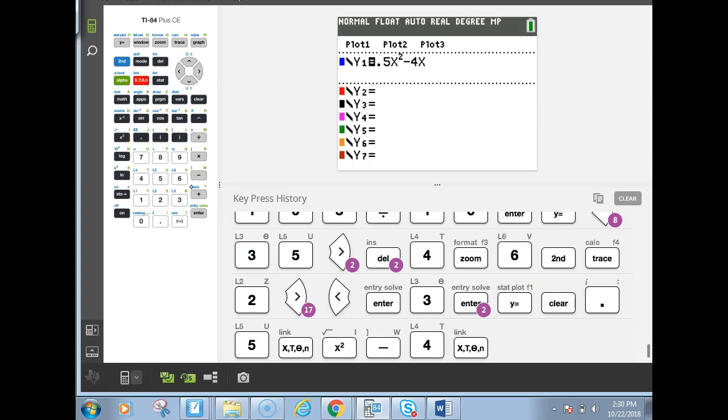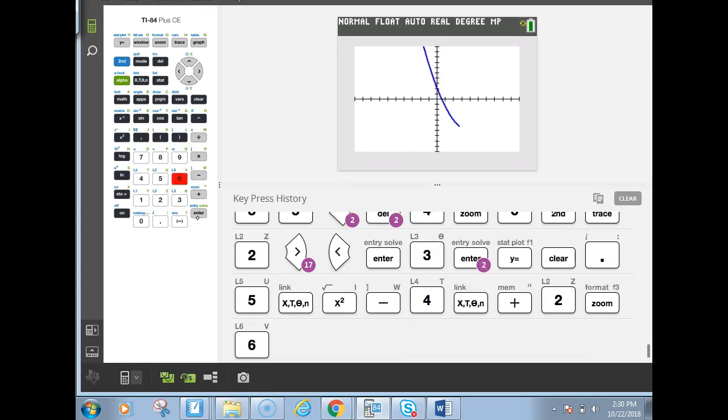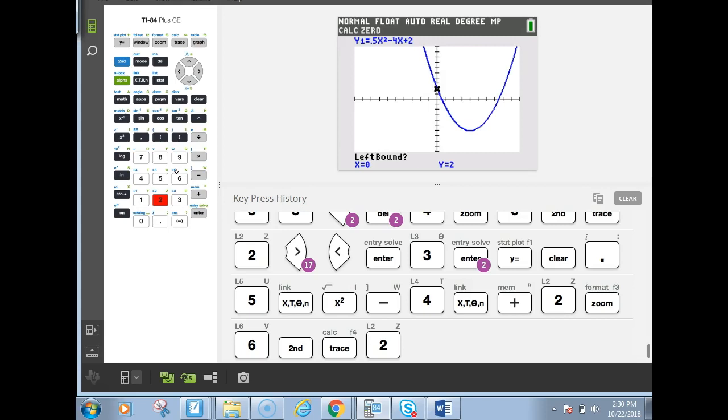Some parabolas do not cross the x-axis, but I believe this one does. Zoom 6 would always be a way to get back to a standard window. Okay, I want the x-intercepts. This one's between 0 and 1, so I'm going to hit second, trace, and for my value, I want to find the choice 2. I'm going to put in 0, enter, and 1, enter, because I know that first one's between 0 and 1. And then it tells me it's at 0.54.